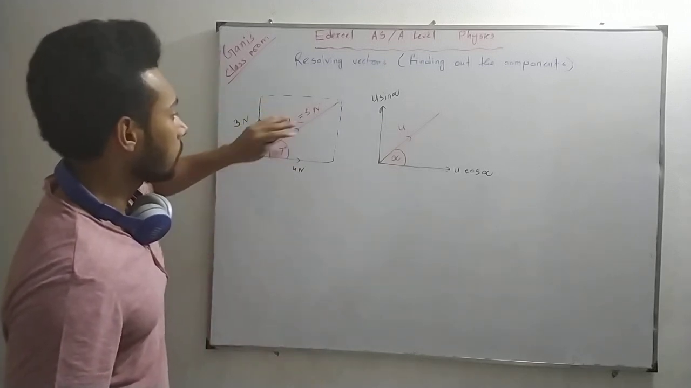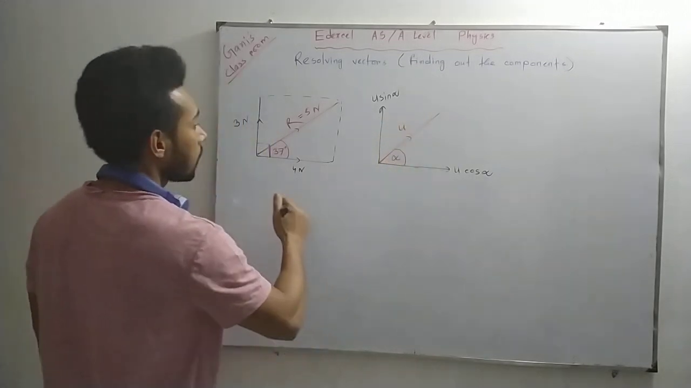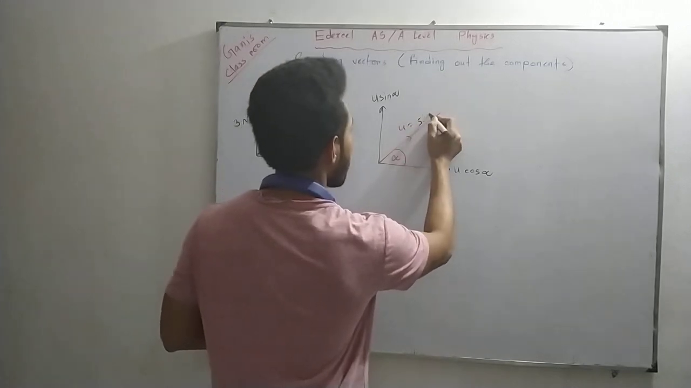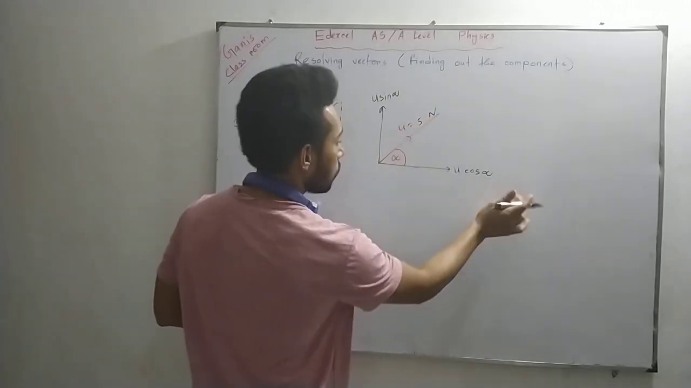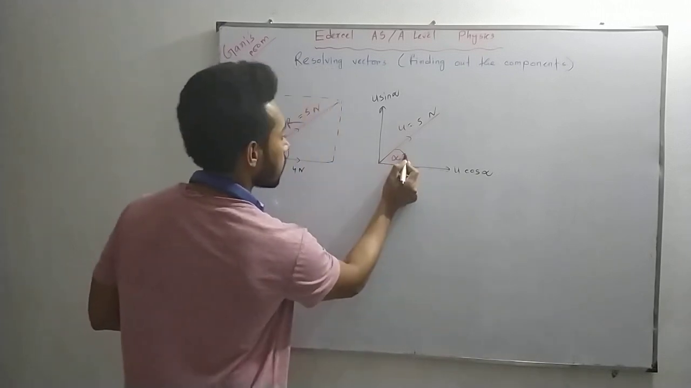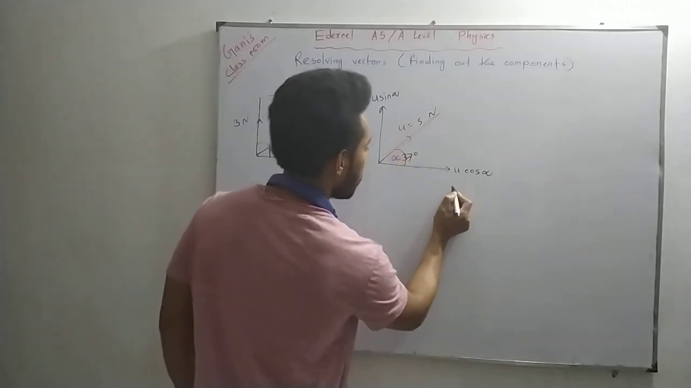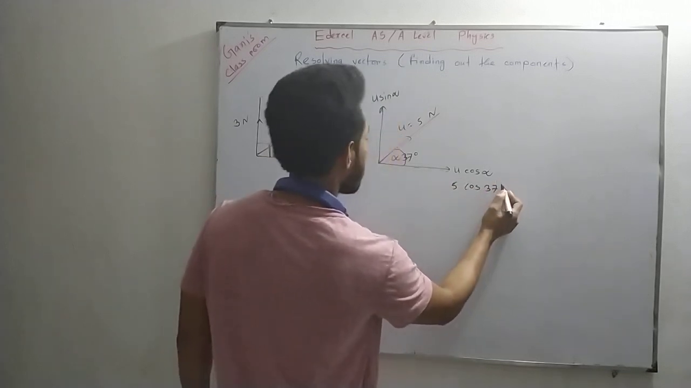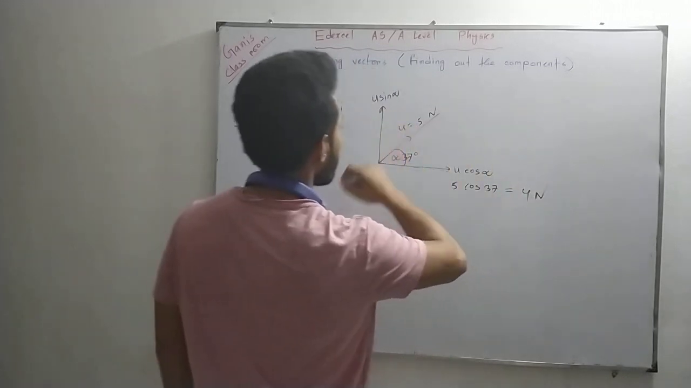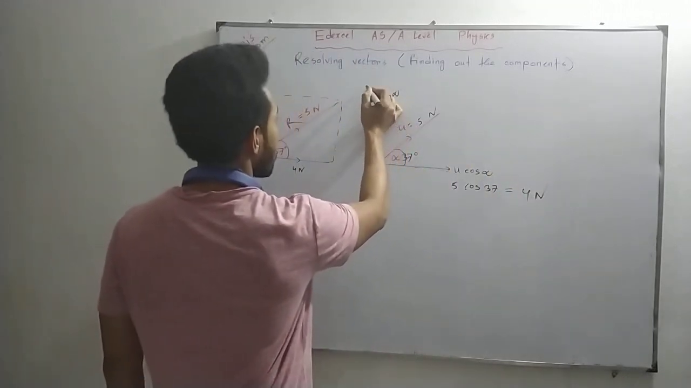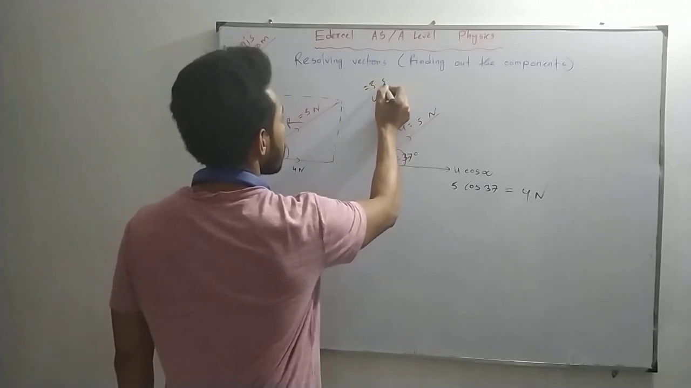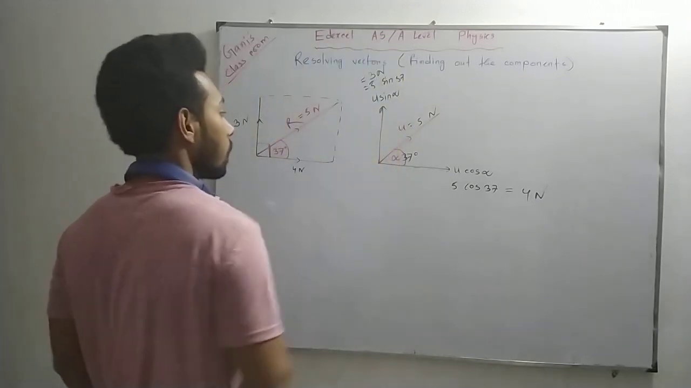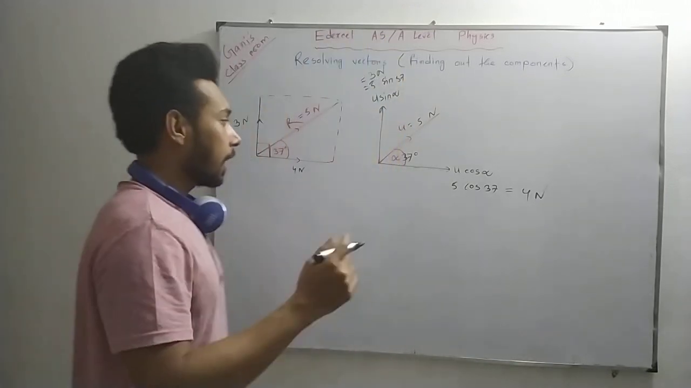If we solve this problem in this way, suppose u is 5 Newton, and alpha is 37 degrees. Then this component u cos alpha will be 5 cos 37, and you'll find that this will be 4 Newton. And this component will be u sin alpha, that is 5 sin 37, and you'll get 3 Newton. These are the components.